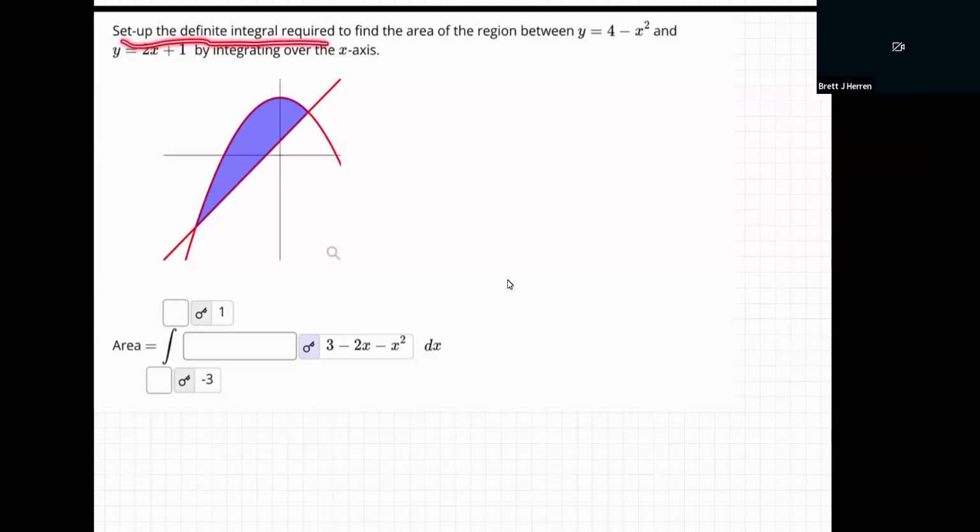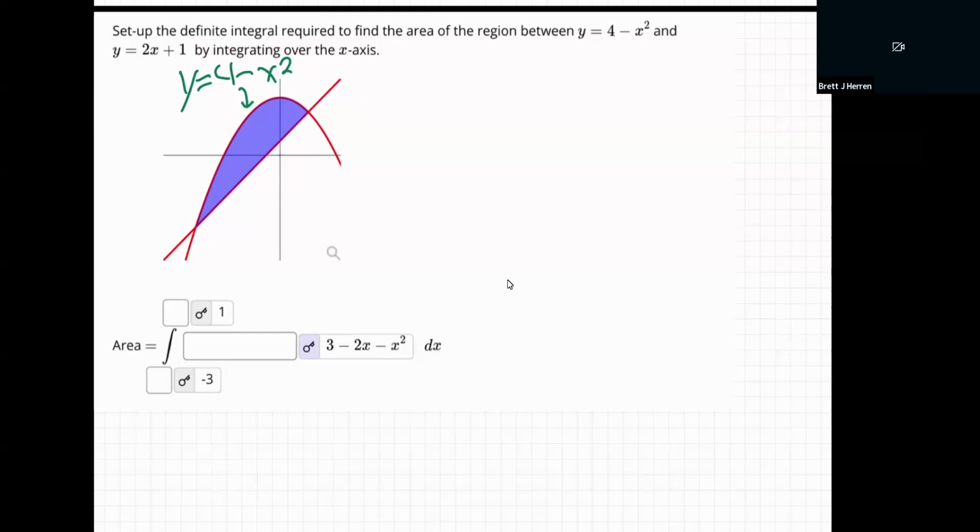Set up the definite integral required to find the area of the region bounded by those two equations by integrating over the x-axis. So you see the two equations. This curve must be y equals 4 minus x squared because it's curved downward. So it's a U shape going downward. It's a negative x squared. It's a parabola.